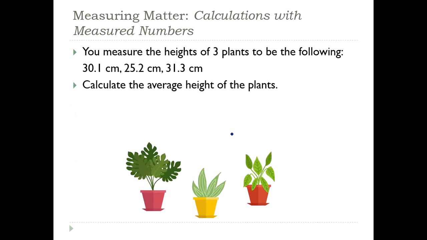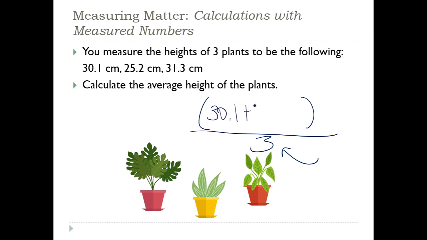So you measure the height of 3 plants to be the following: 30.1, 25.2, 31.3. Calculate the average height of the plants. So what we'd have to do is add them up, then divide by 3, but we ignore the 3. So 30.1 plus 25.2 plus 31.3. And from memory, I think it's 86.6, but let me just double check. 25.2 plus 31.3. Yep, 86.6.